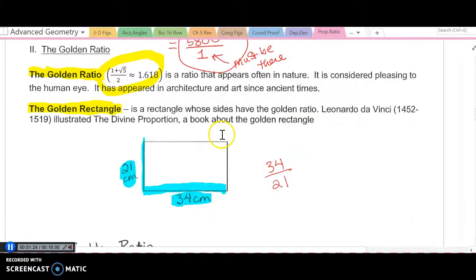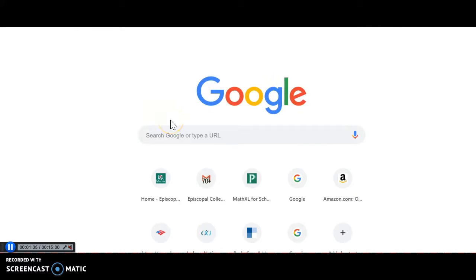So we would say that this rectangle here is aesthetically pleasing. We all tend to agree that that's a nice little rectangle there. So what we're going to do real quick, we're going to watch a video on the golden ratio.